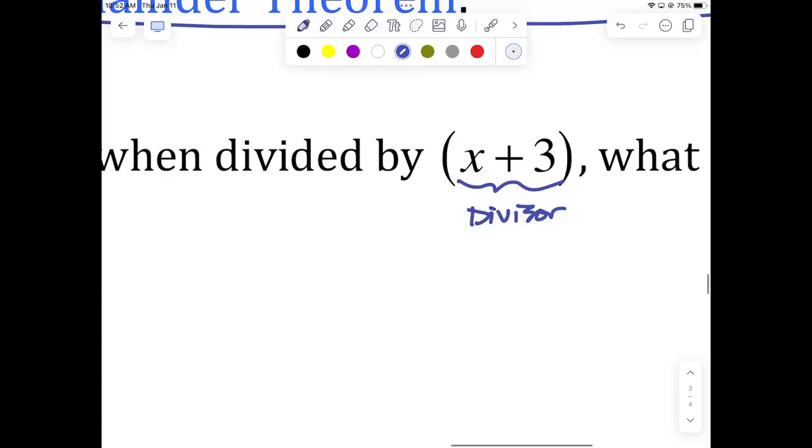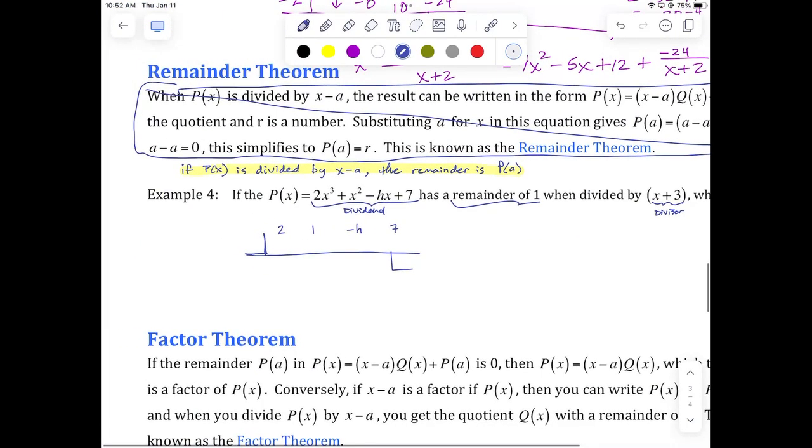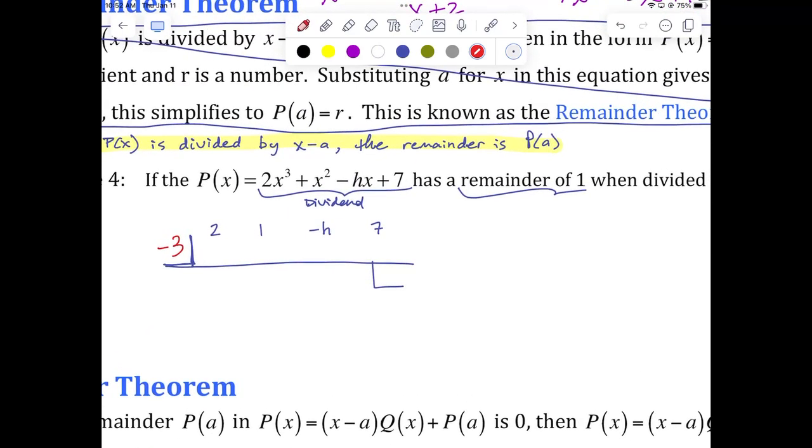When we're dividing by x plus 3, if that's the factor, what goes in the front box? 3 or negative 3? Negative 3. The opposite of what the factor is, right? If x plus 3 is the divisor, we always synthetically substitute or divide with a negative 3. And now we know what the remainder is, right? The remainder has to equal 1. Well, let's go ahead and do the synthetic process.